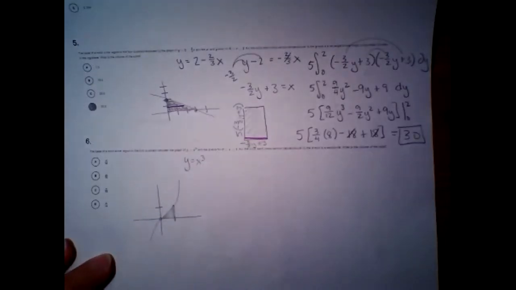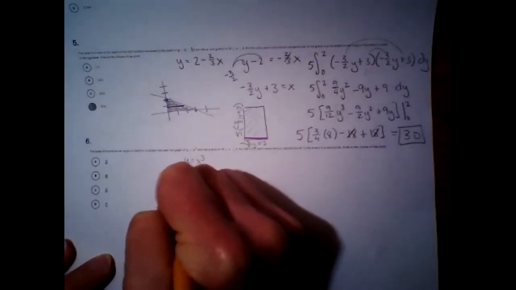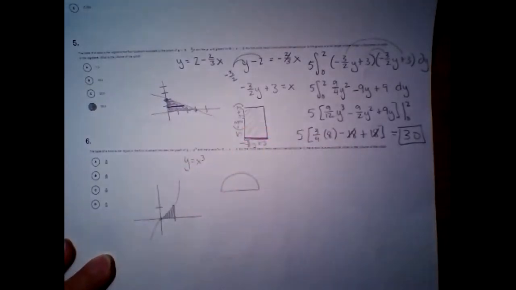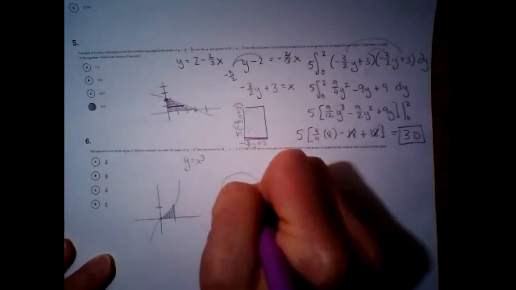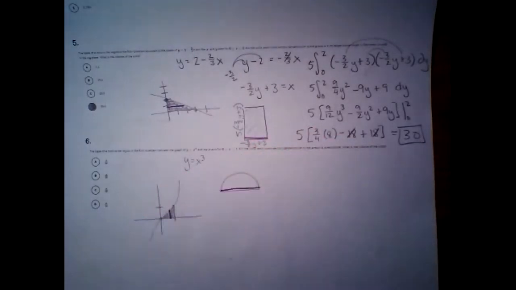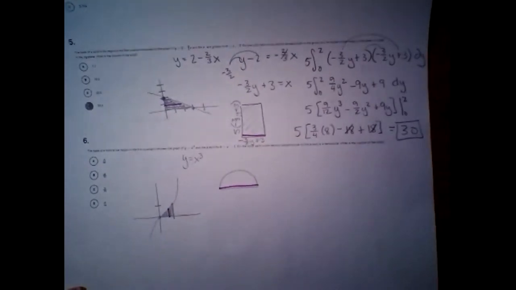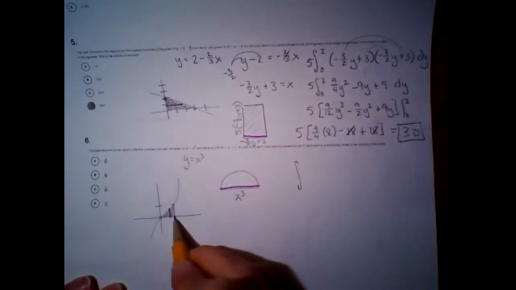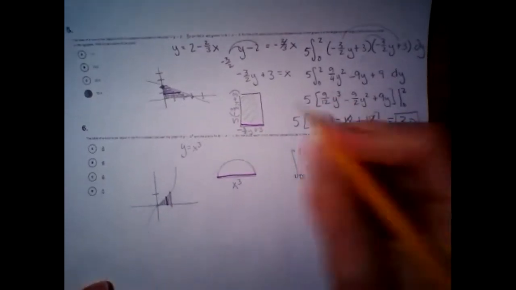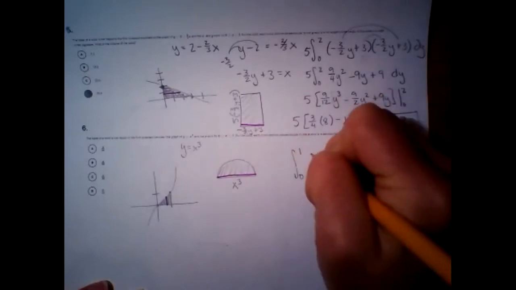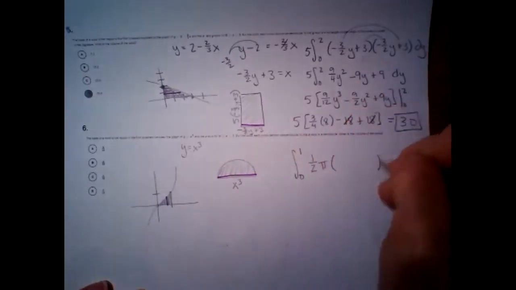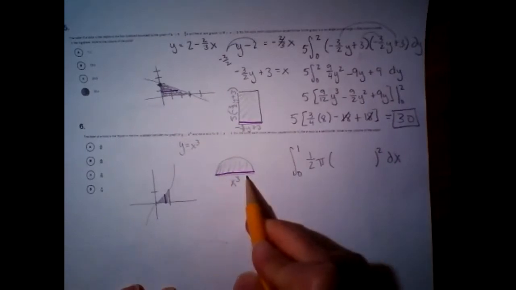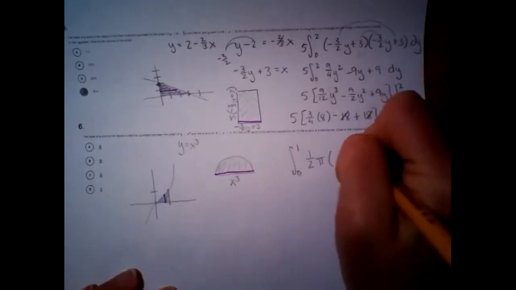Cross sections are perpendicular to the x-axis, so they're all going this way, and they are semicircles. So the base of the semicircle is going to be upper graph minus lower graph, which is just going to be this x cubed. And our integral will be from 0 to 1. And inside of there, we're going to put the area of this shape, which is 1/2 pi r squared. And the radius is half of this. And the whole way across is the diameter, so we have to divide that by 2.